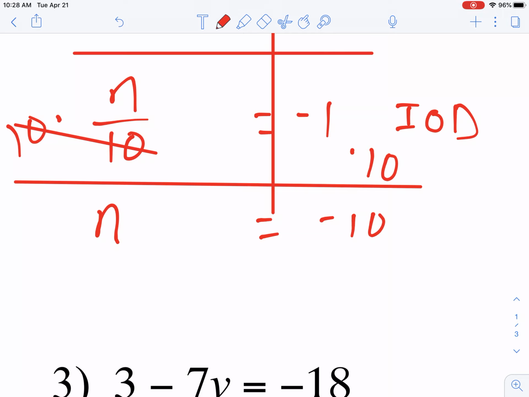Now, on your Canvas assignment, the only thing you're going to enter into the answer is negative 10. Make sure you don't put any spaces in between your negative sign and your 10. Again, this is all you'll type in on the Canvas part. The n equals is already there.